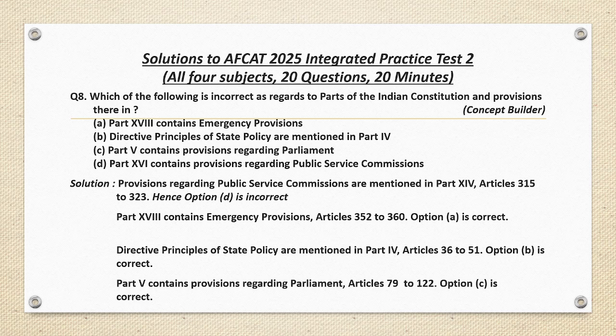Part 16, right? Option D contains articles 315, right? It contains provisions regarding Public Service Commission, articles 315 to 323. So the last option D is incorrect.